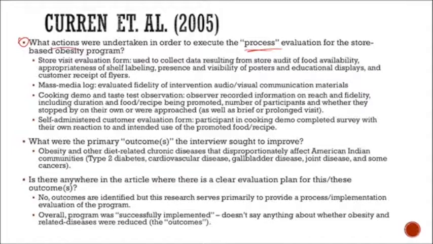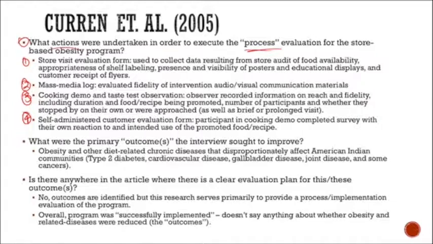And in the article, if you look in the first few pages, they identify a number of different items that are listed here. The first that was identified there was the store visit evaluation form. So one of the things that they did in order to evaluate the implementation of the program is they created a form that was standardized and then used that form to go into the different stores and collect data resulting from an audit on a number of different factors. So this is observational data.